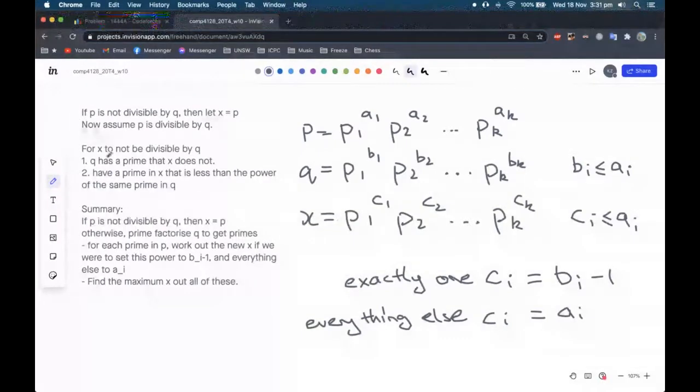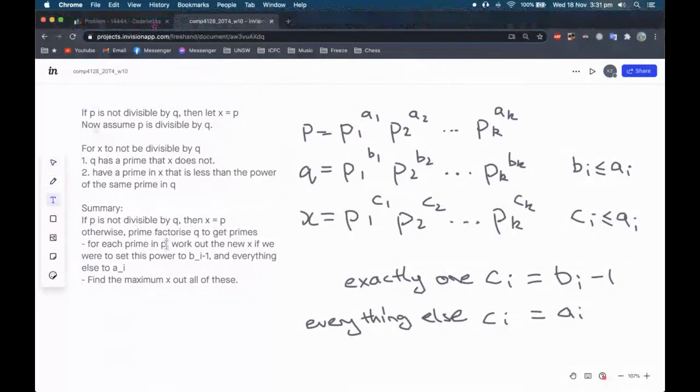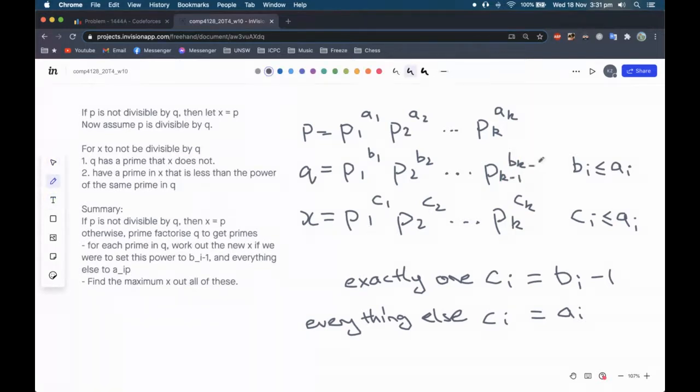Okay, so we can actually just prime factorize q instead, and then for each prime in q, work out the new x if we were to set its power to bi minus 1 and everything else to ai. So the thing is that when we do the prime factorization of q, we might actually miss out a couple of the primes from p. For example, maybe some of these bi's are equal to 0, which would mean that this prime doesn't exist. So in reality, it might look like pk minus 1. We might be missing a couple of primes, right? Maybe k minus 1 or k minus 2 or something like that.